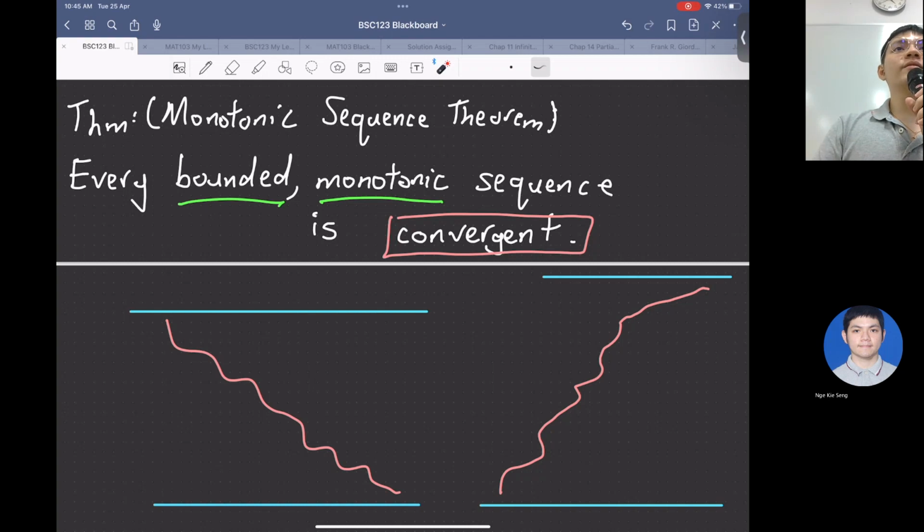What do you mean? It depends on your sequence, the bounded value will depend on your sequence. Not necessarily. Okay, so there's a question here.